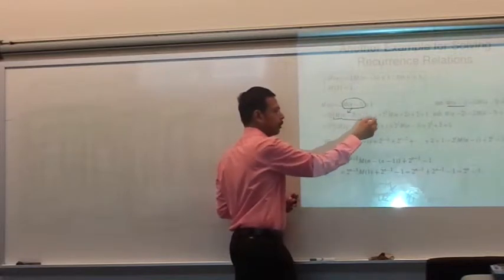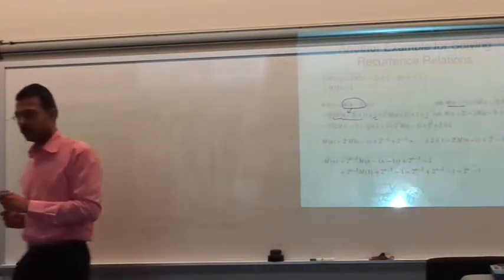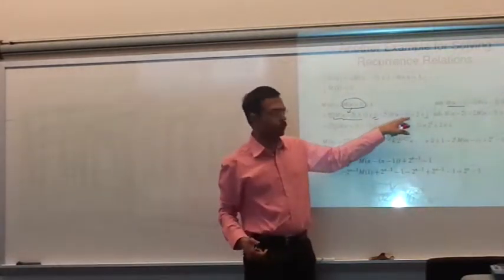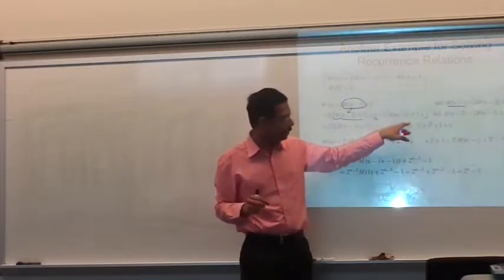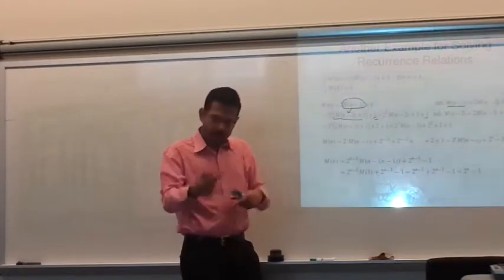And then you have a 1 over here. So that 1 comes along with it. Okay? So it's basically 2 square times m of n minus 2 plus 2 plus 1. So you don't need to add it. We'll keep it as it is. Okay? So now what we'll do is apply the expression again.